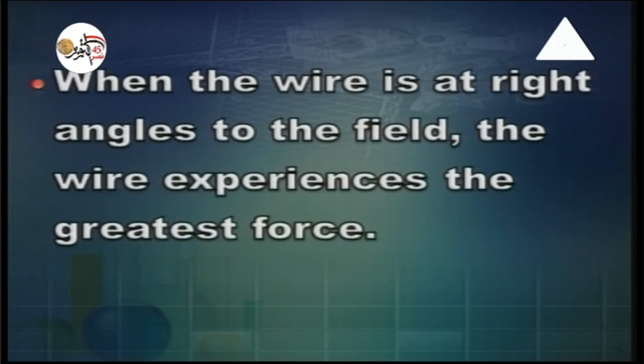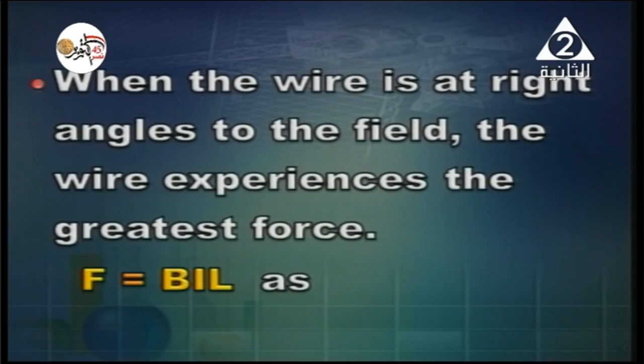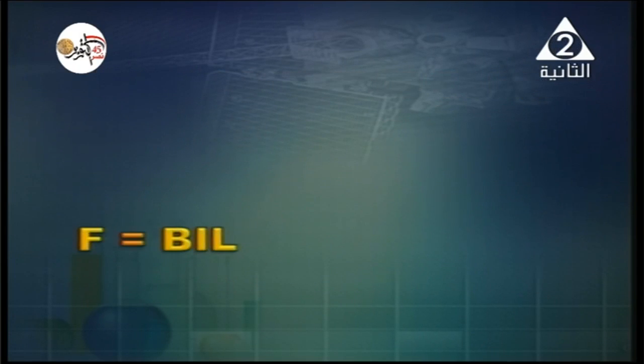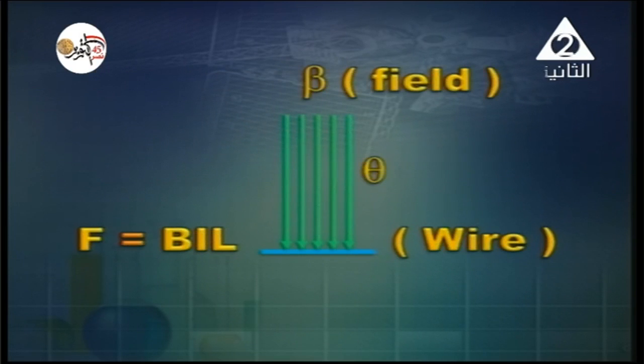When the wire is at right angles to the field, of course, it will experience the maximum force, the greatest force, and it will be just BIL, simply because sine 90 is equal to 1. This happens when the field makes an angle of 90 with the wire. The expression used will be BIL, B magnetic flux density, I current intensity through the wire.